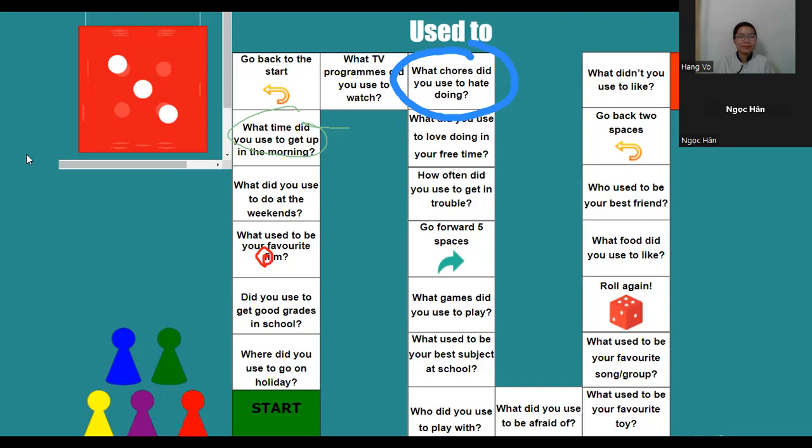I used to hate doing cleaning the floor. Oh, okay. You used to hate cleaning the floor. Why? Because the place was very hard to clean. Okay, the place was very hard to clean.